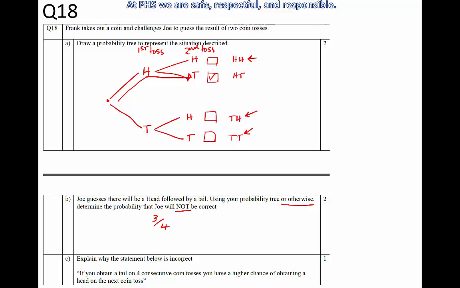Okay, explain why the statement below is incorrect. If you obtain a tail on 4 consecutive coin tosses, now remember consecutive means one after the other, in case you weren't sure of that, one after the other.